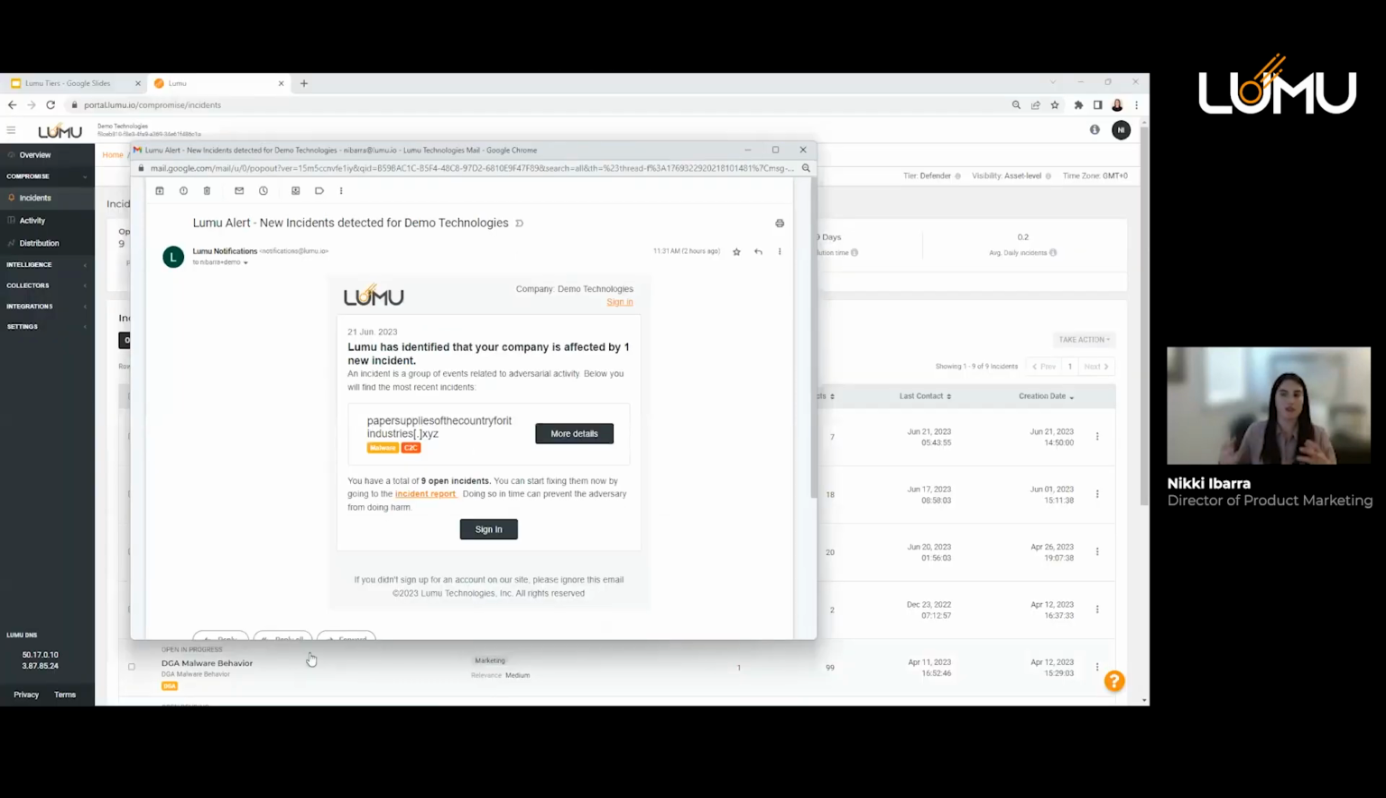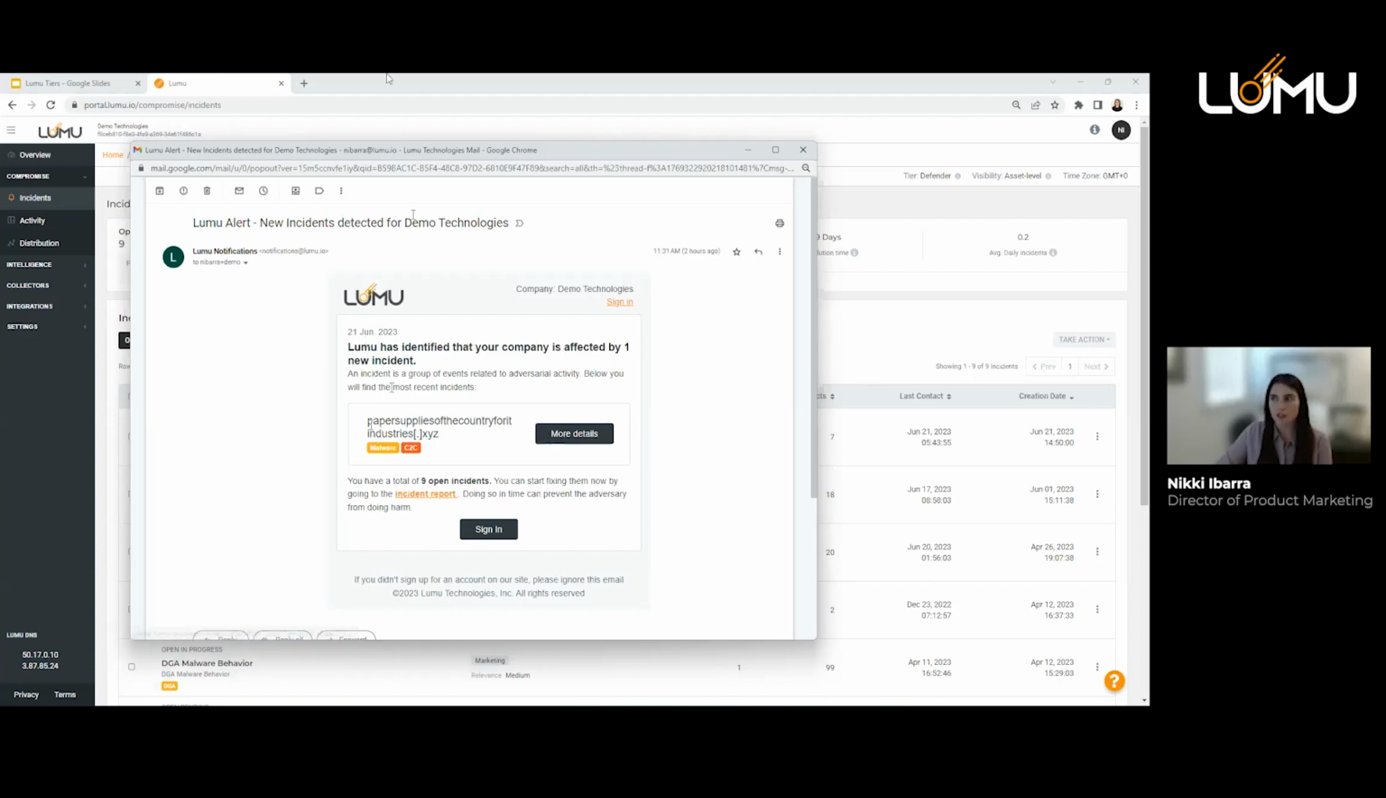So if there's a new incident, if something is now impacting your organization, Lumu has detected something, confirmed compromise, you're going to get an email about a new incident that's been created. Now, your email will look something like this. It will tell you what the IOC is, a little bit of detail there.